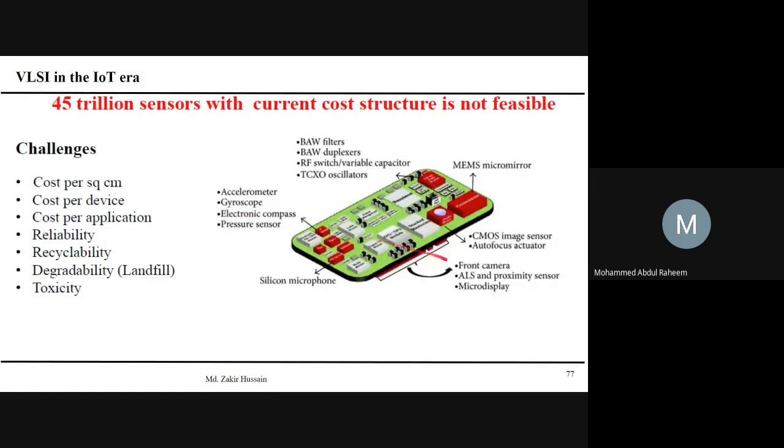Pressure sensor, some CMOS image sensor, all these are sensors mounted on this. And some 45 trillion sensors with the current cost structure is not feasible. So this statement, if you see carefully, shows we are in huge demand of sensors. And the sensor technology, at the cost it is today, is not going to answer this 45 trillion demand, because the cost is not affordable. Who is going to bring it down by bringing innovative ideas into circuit design? It is you, the electronics and communication engineering guys.